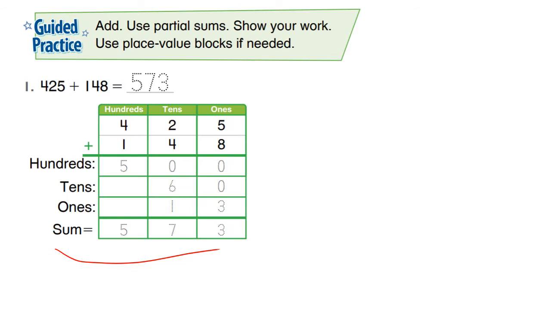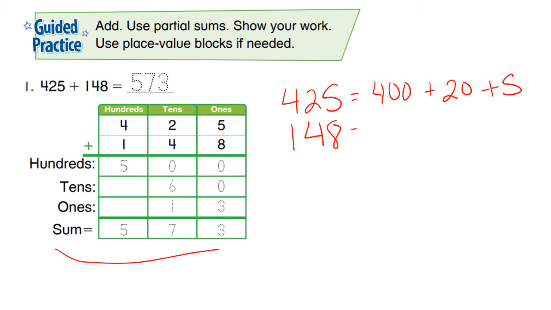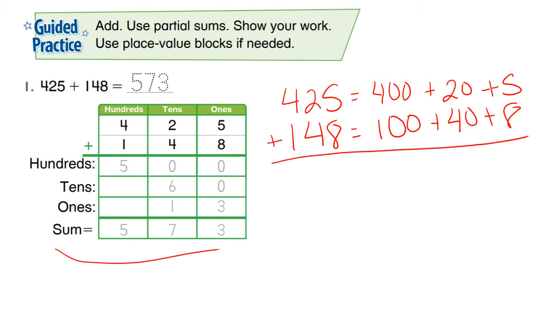So what I'm going to do is we have 425, and that is equal to 400 plus 20 plus 5. So we're breaking up the addends into expanded form. And then we have 148, and that equals 100 plus 40 plus 8. And we're going to add those together.